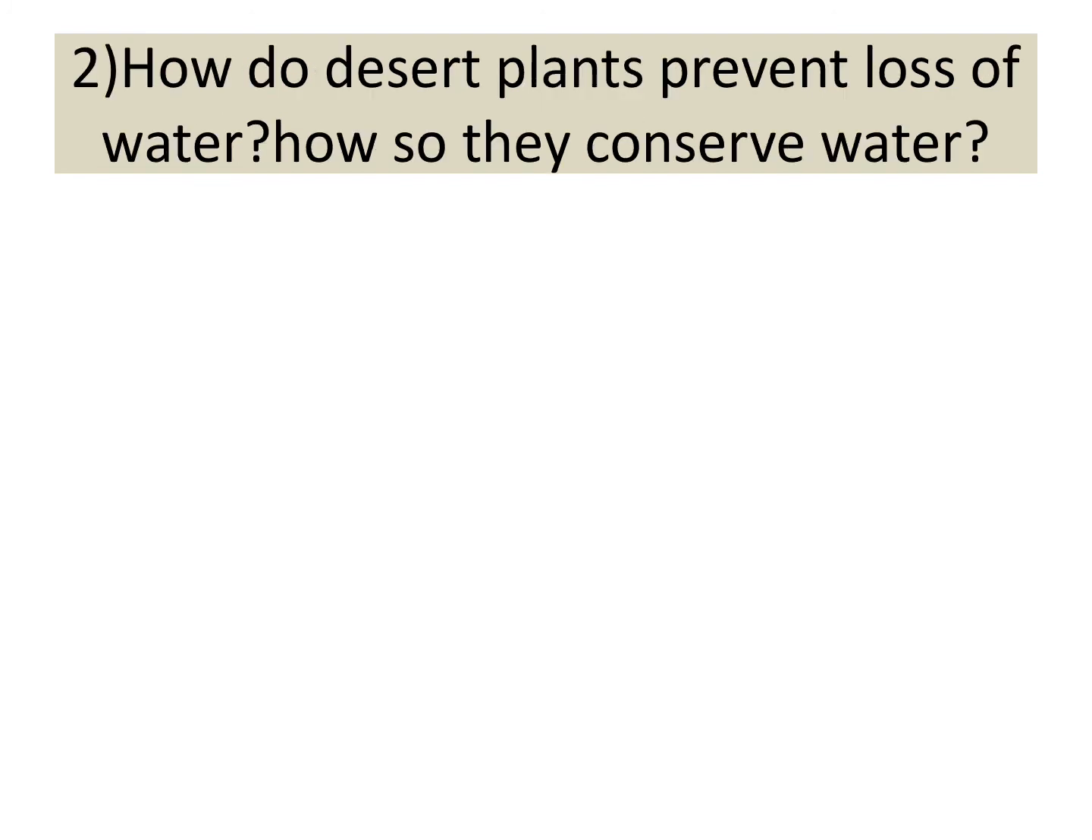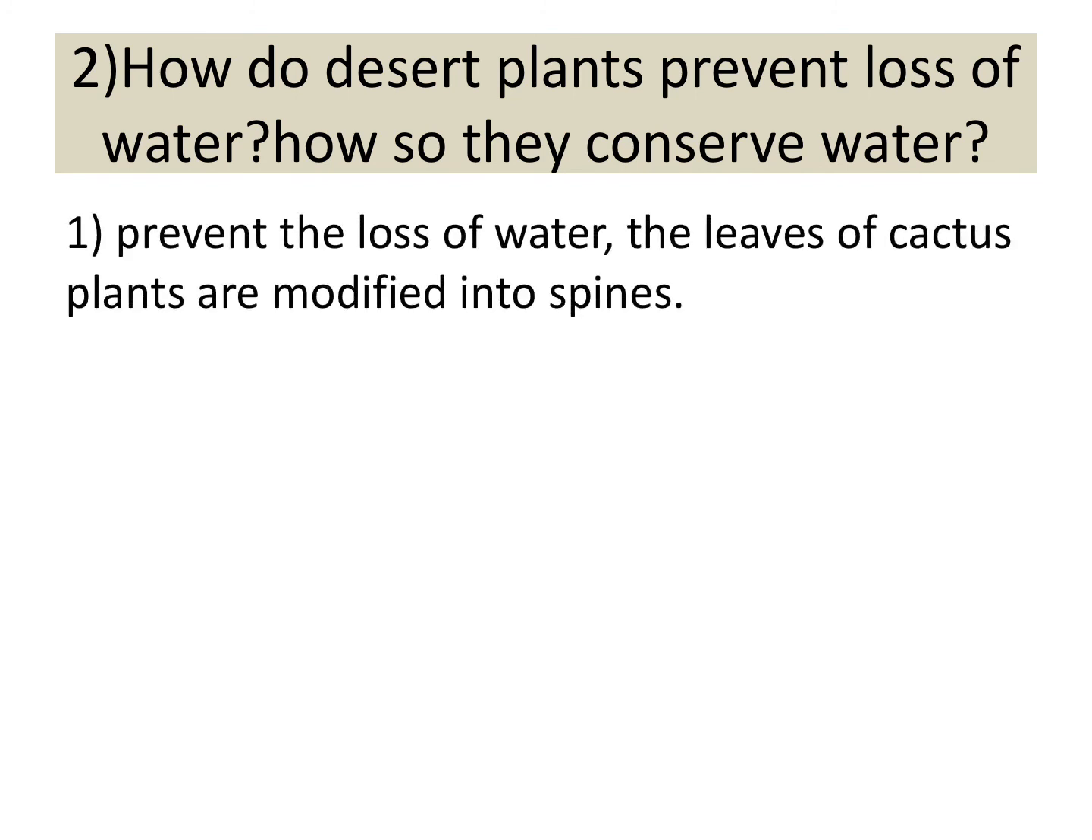How do desert plants prevent loss of water? How do they conserve water? Prevent the loss of water. The leaves of cactus plants are modified into spines. Okay.